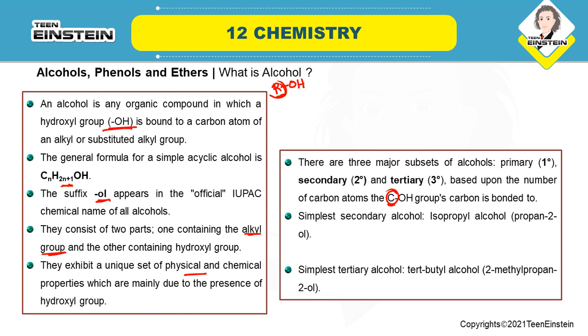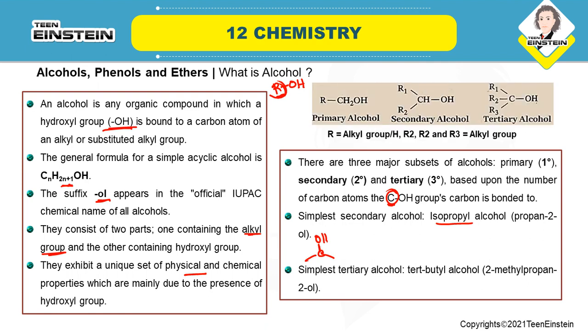Now the simplest secondary alcohol possible is isopropyl alcohol, because the carbon with which OH is attached must be attached to more carbons, that means a minimum of 3 carbons must be present. This type of group, that is 2 methyl groups attached to a carbon, is known as an isopropyl group. That is why the name of this alcohol is isopropyl alcohol. The IUPAC name is propan-2-ol, because it is a 3 carbon chain and at the middle carbon, that is the 2 carbon, there is an OH group.